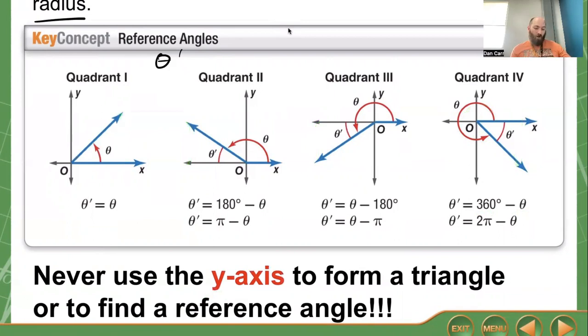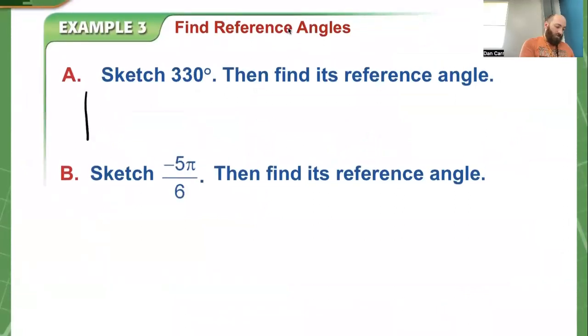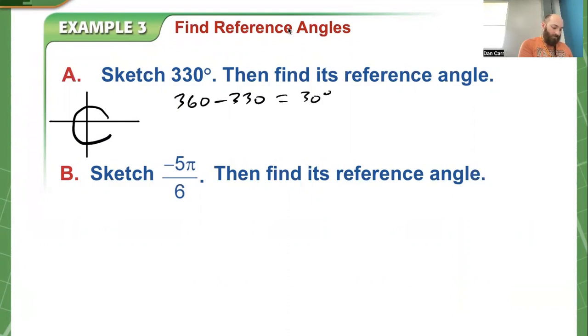So let's find our reference angles for these couple of possibilities here. So I'll do a quick sketch of 330. I know the 330 is going to put me somewhere in the fourth quadrant. Okay, it's almost to the 360. So because of that, I'm going to take 360 minus the 330. That gives me 30. That means right here, my reference angle is 30 degrees. Okay, so the reference angle I'm looking for is 30 in this case.